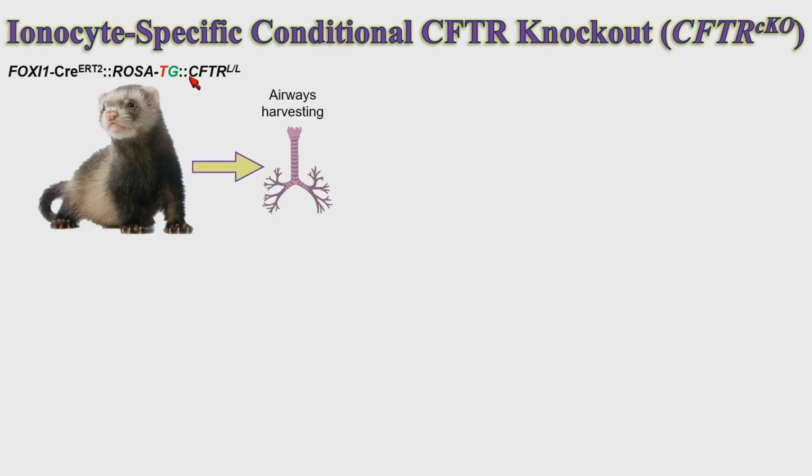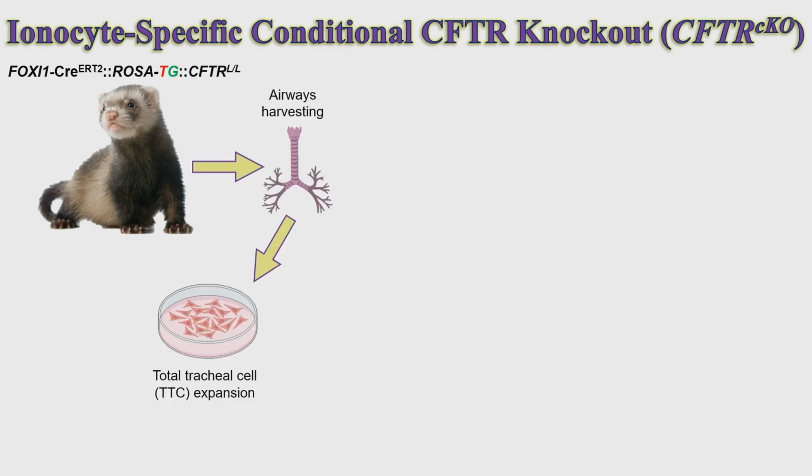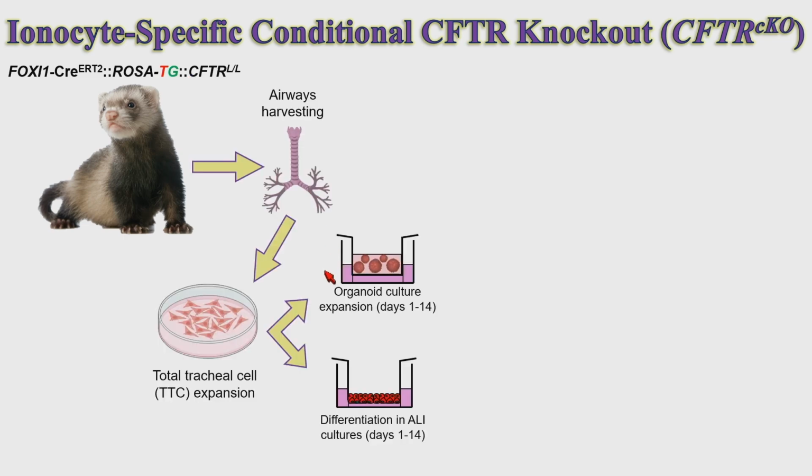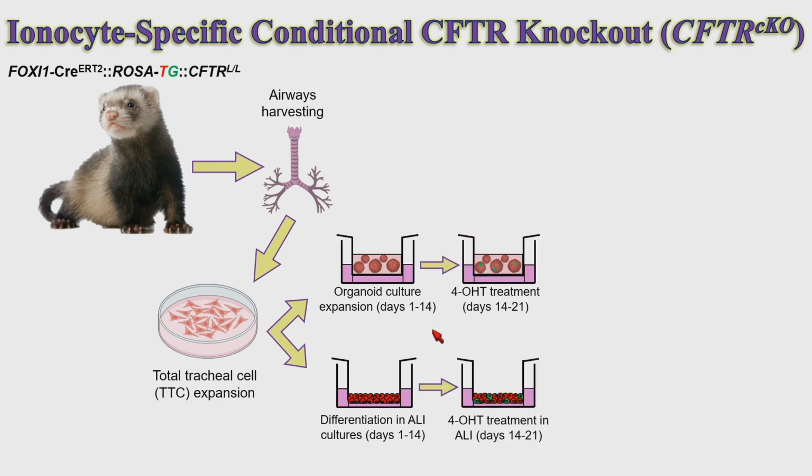We harvested the airways, and then we expanded total tracheal cells. And then we plated the stomatopositive total tracheal cells in organoid cultures and ALI cultures. We differentiated them for 14 days, and then we started the induction with 4-hydroxytamoxifen in order to clip tomato and CFTR specifically in ionocytes. So as you can see here, these green cells are ionocytes with deleted CFTR.